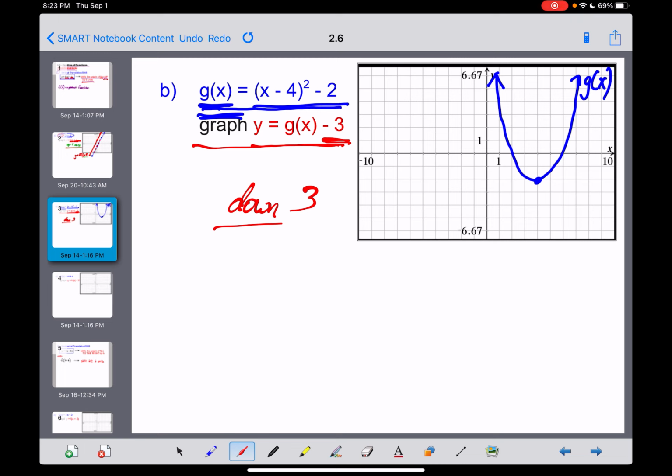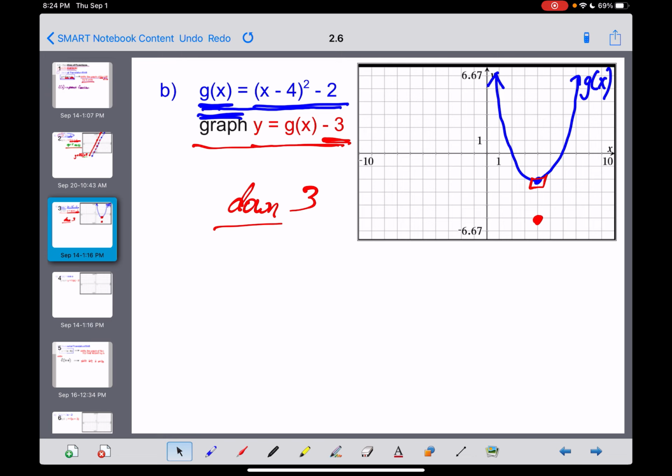So that k value that's added or subtracted at the end of the function is always going to be a vertical shift. Now watch how easy this is, guys. I'm going to take a look at that blue curve. If you remember, I started with this vertex right over here. I'm just going to drop it down by 3 units. 1, 2, 3, and this now is the vertex of g of x minus 3. That was really the only point that I used to come up with that blue graph. So I'm just going to draw the exact same shape in blue, except I'm now going to do it in red, starting at this new vertex.